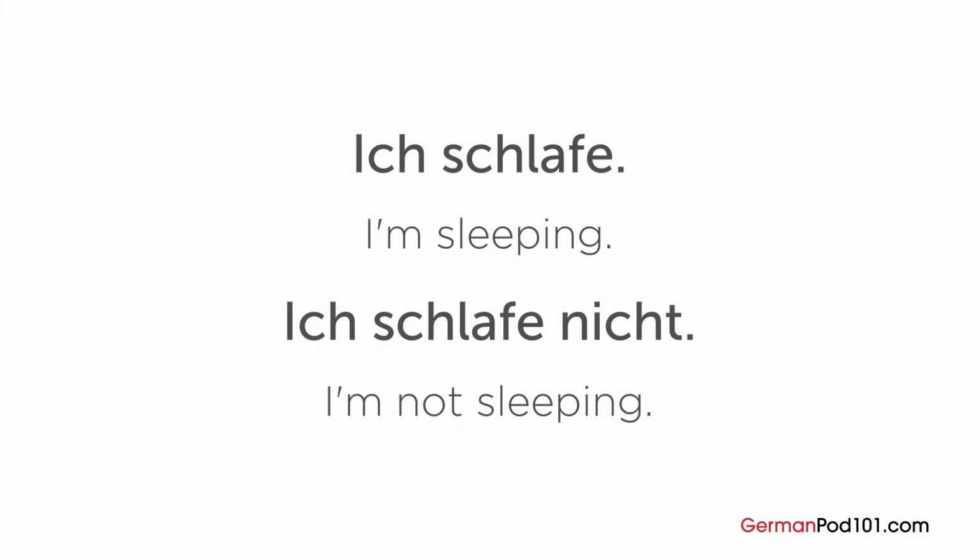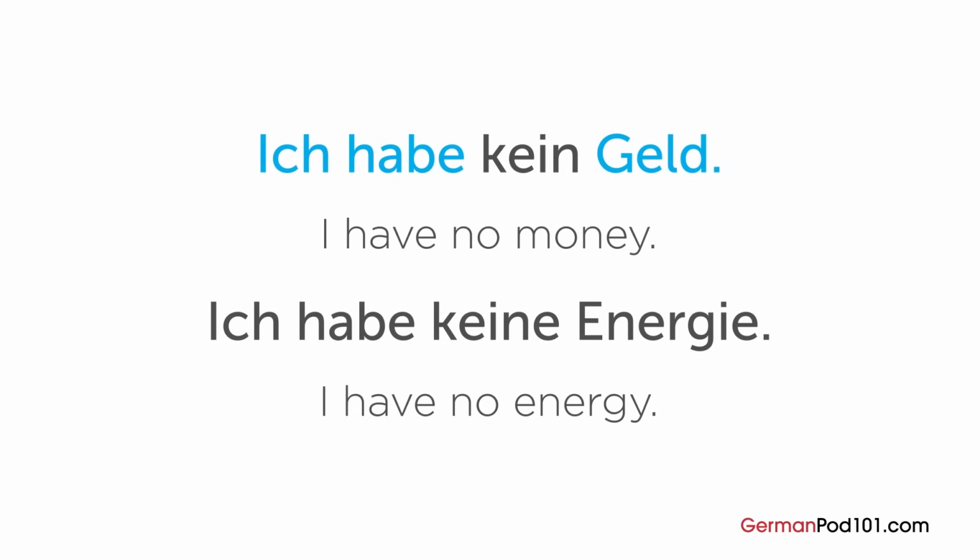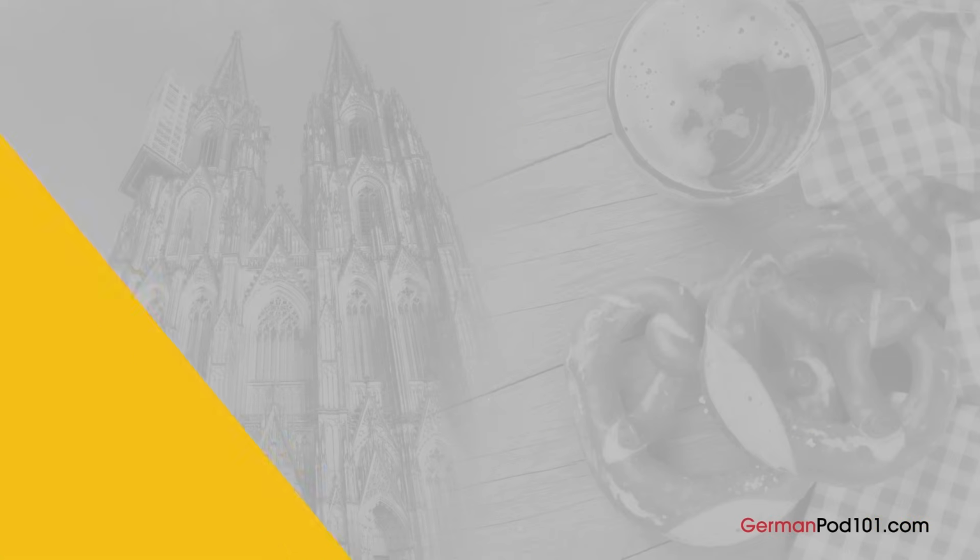Negating basic sentences in German is easy compared to English. Simply add nicht, which means not, at the end of a German sentence. Ich schlafe. Ich schlafe nicht. If you want to show that you have zero of something, you would add kein, which can be translated to no, depending on the sentence. Ich habe kein Geld. Ich habe keine Energie. This is a simplified way to negate basic sentences in German.